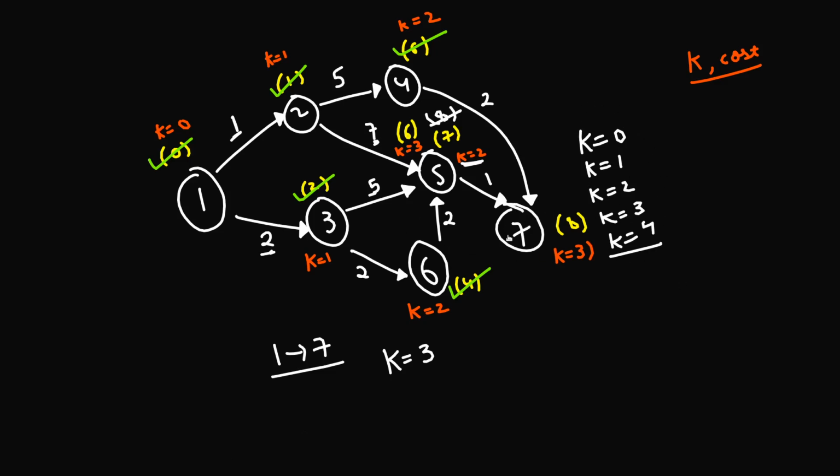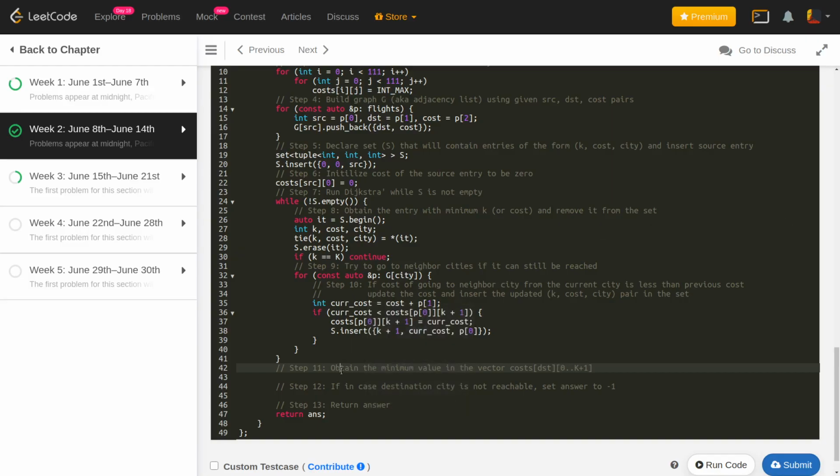Suppose the destination is the 0th city that I visit, or the first city that I visit, or the second city that I visit. All these values will be stored in costs. Since the destination is 7 here, costs of 7 of 0, costs of 7 of 1, costs of 7 of 2, and so on, right? So I'll be just taking the minimum of all these things. I can directly use this function called min underscore element in C++, with costs of destination comma costs of destination plus K plus 1.